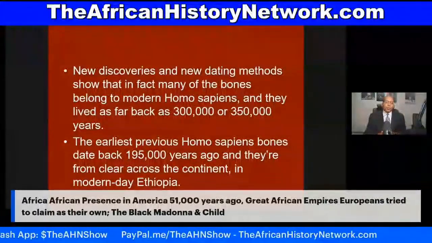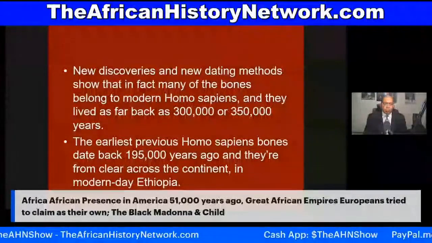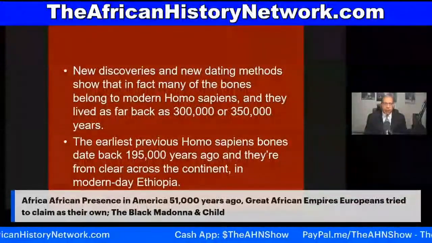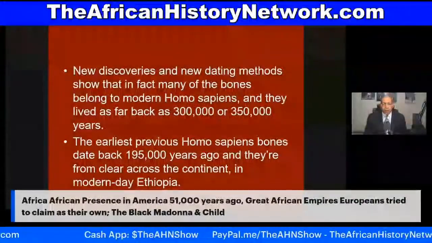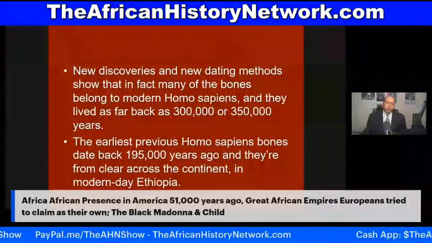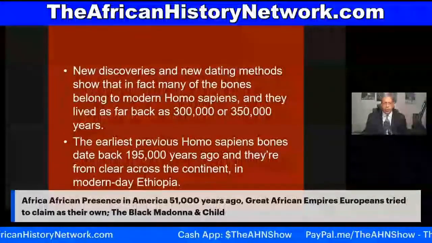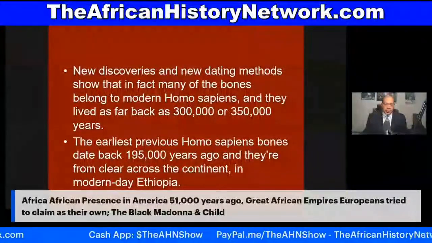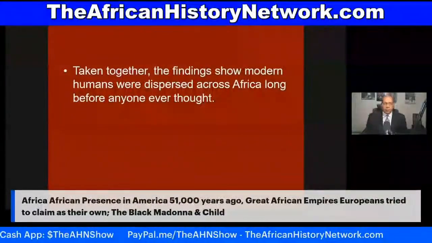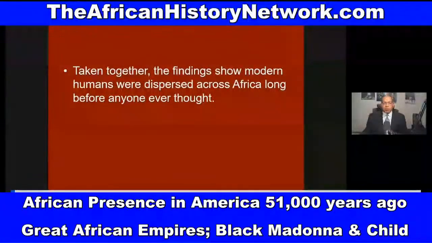New discoveries and new dating methods show that, in fact, many of the bones belong to modern Homo sapiens, and they lived as far back as 300,000 or 350,000 years ago. The earliest previous Homo sapiens bones date back 195,000 years ago, and they're from clear across the continent in modern-day Ethiopia. Taken together, the findings show modern humans were dispersed across Africa long before anyone ever thought.